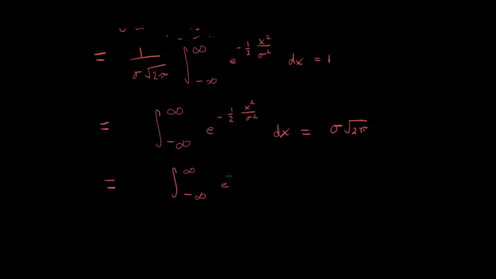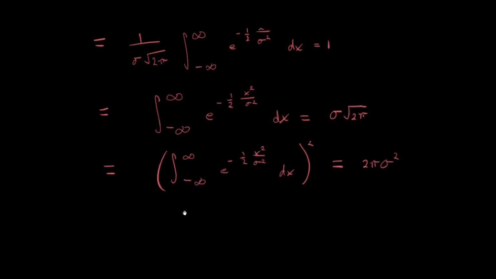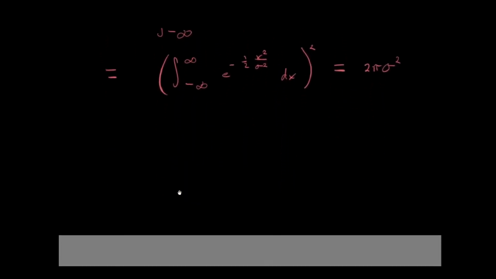So 1/2 x squared over sigma squared with respect to x, dx squared. Okay, and once I square this side, this would become 2 pi sigma squared. Okay, so let me actually now expand this out a little bit.